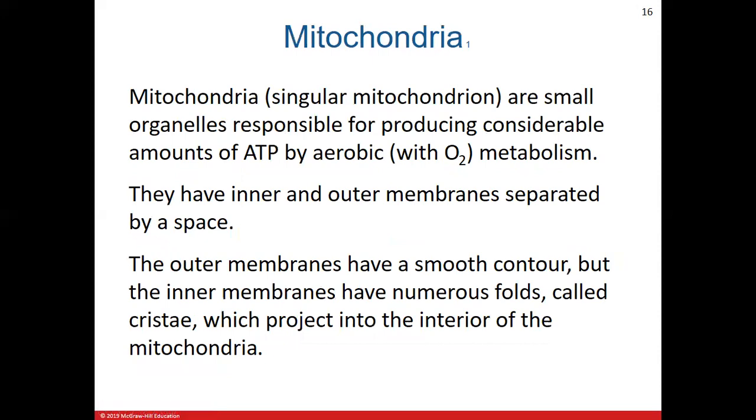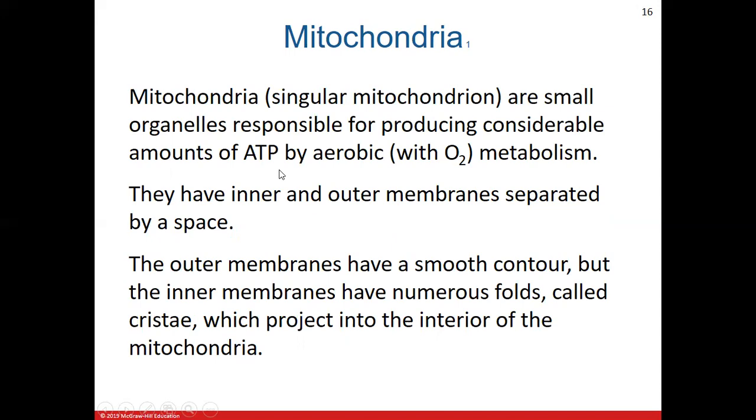Now we're moving on into the mitochondria. Notice this spelling up here, mitochondria is plural. If you see the word mitochondrion, it's just referring to one mitochondrion, the singular version of this organelle. Make sure you make the connection here between the mitochondria and energy production. This is where the majority of ATP is produced.